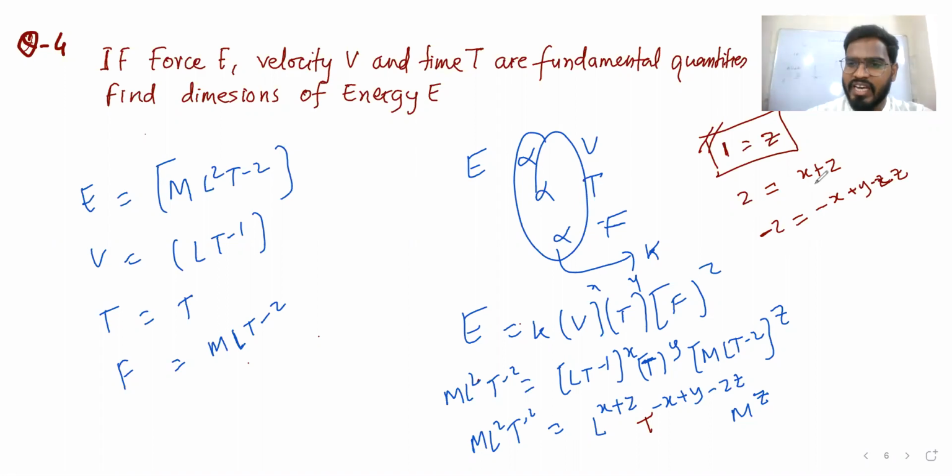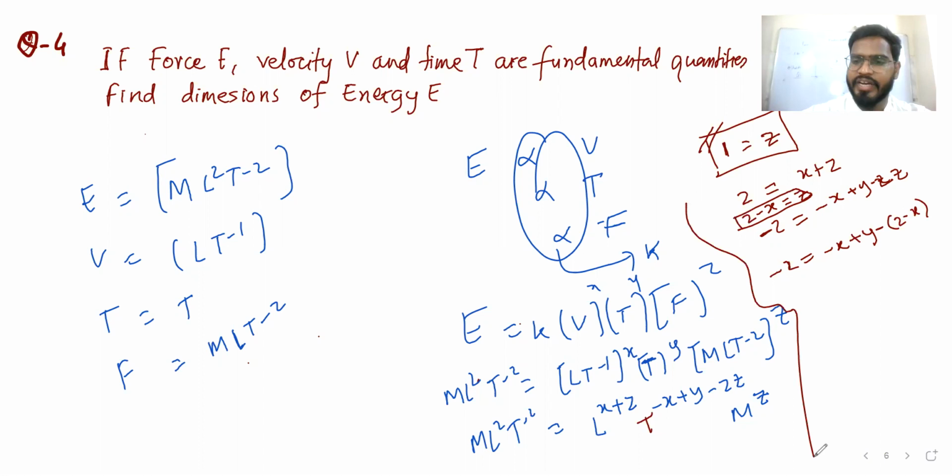Okay, now let's take 2 minus x is equal to what? Z. So from here we can say minus 2 is equal to what, guys? Minus 2 is equal to minus x plus y. Z is equal to minus 2 minus x, right? So minus 2 is equal to what? Now see, minus x plus y minus 2 minus z.